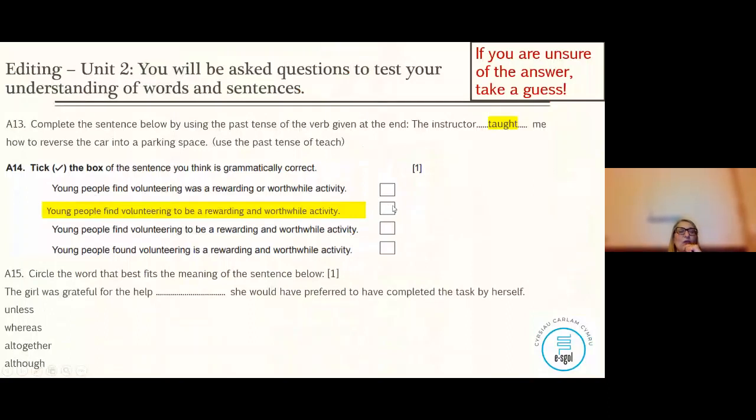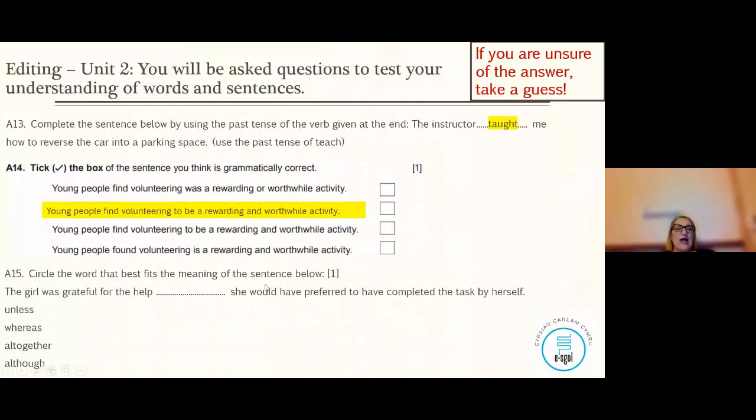And then the next question, circle the word that best fits the meaning of the sentence below. The girl was grateful for the help, blank, she would have preferred to have completed the task by herself. Okay, so you have to find the word which fits. So again, I would try and read these out in your head as well. So the girl was grateful for the help, unless she would have preferred to have completed the task by herself. So that doesn't really fit.